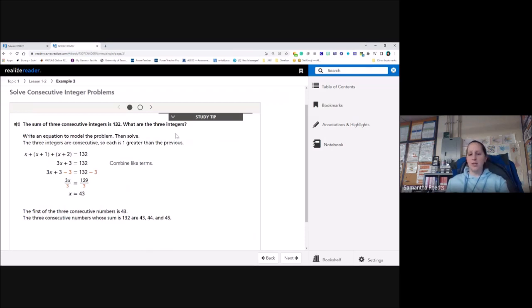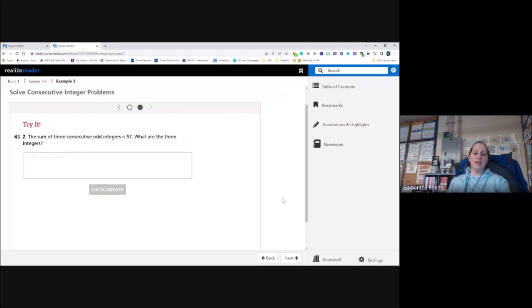Most likely when you're doing consecutive integers like this, or something along these lines, whether it's like 3 consecutive even numbers add up to be this number, things like that, they'll give you what they want. So in this case, they wanted all 3 integers. Make sure you give them all 3 integers. All right, let's try it.